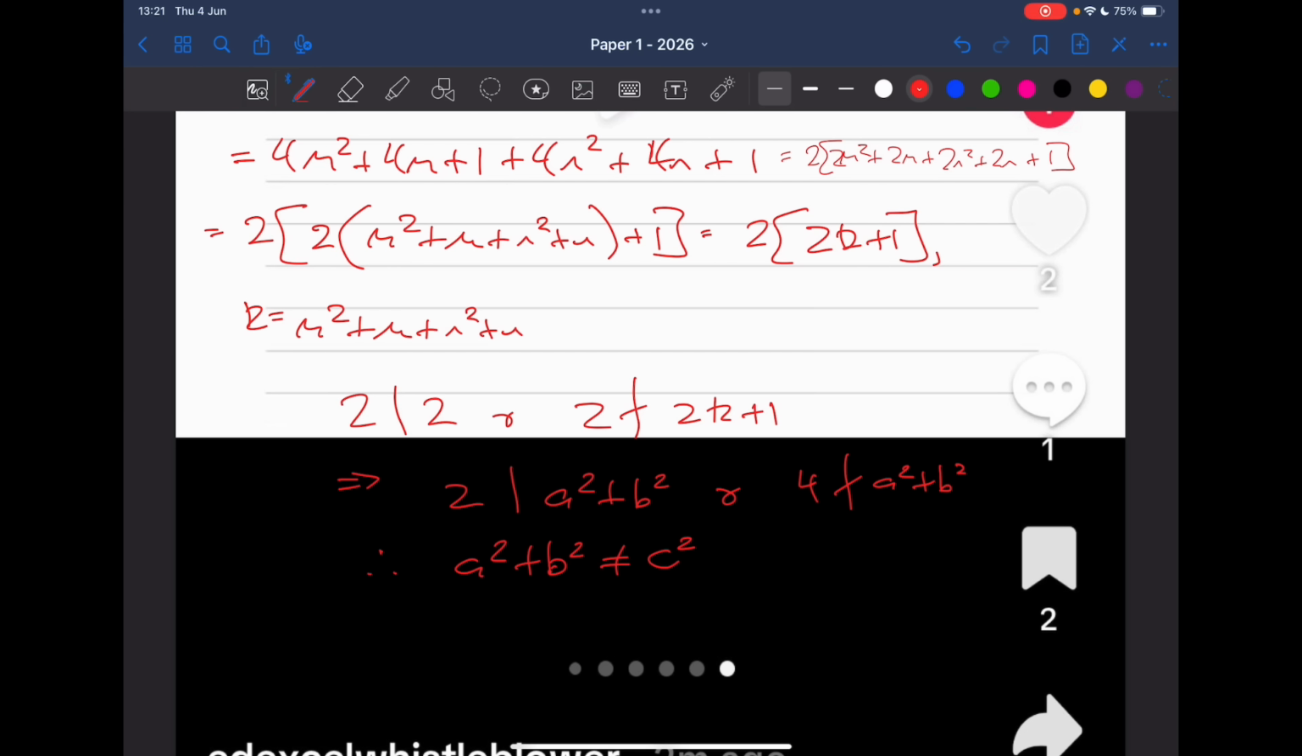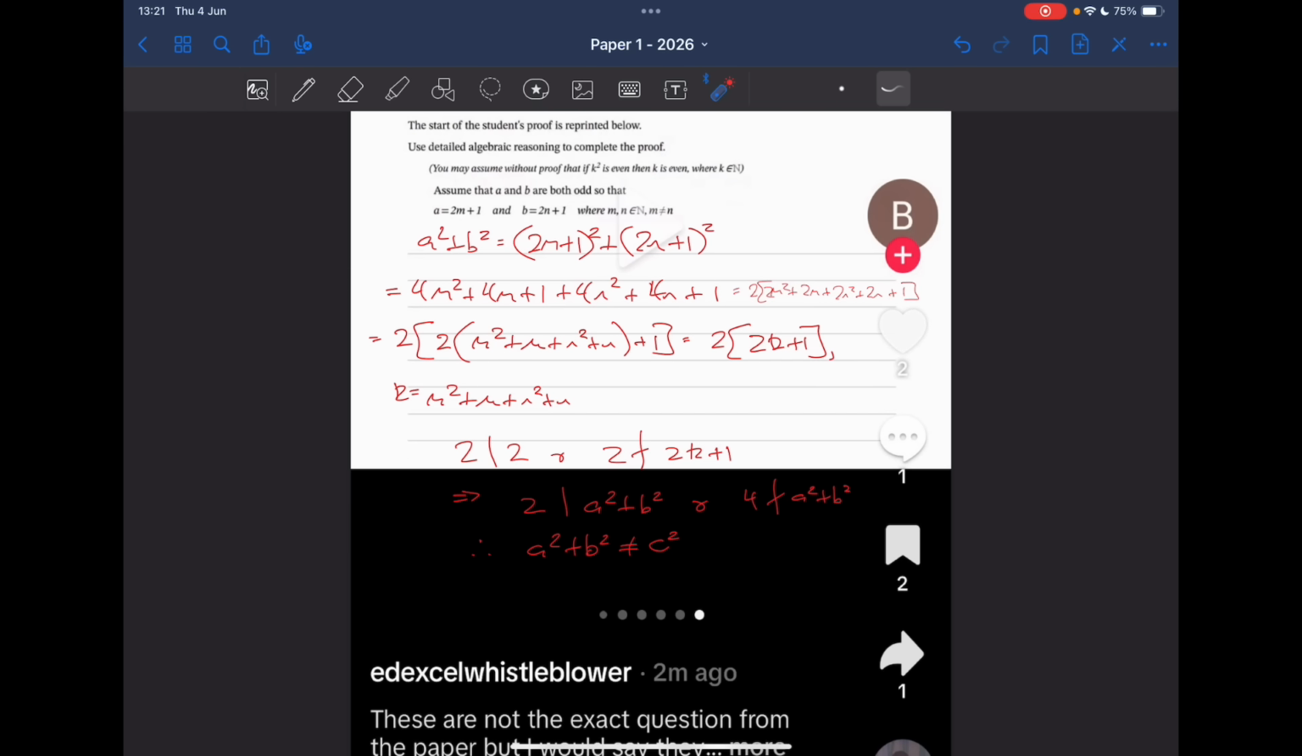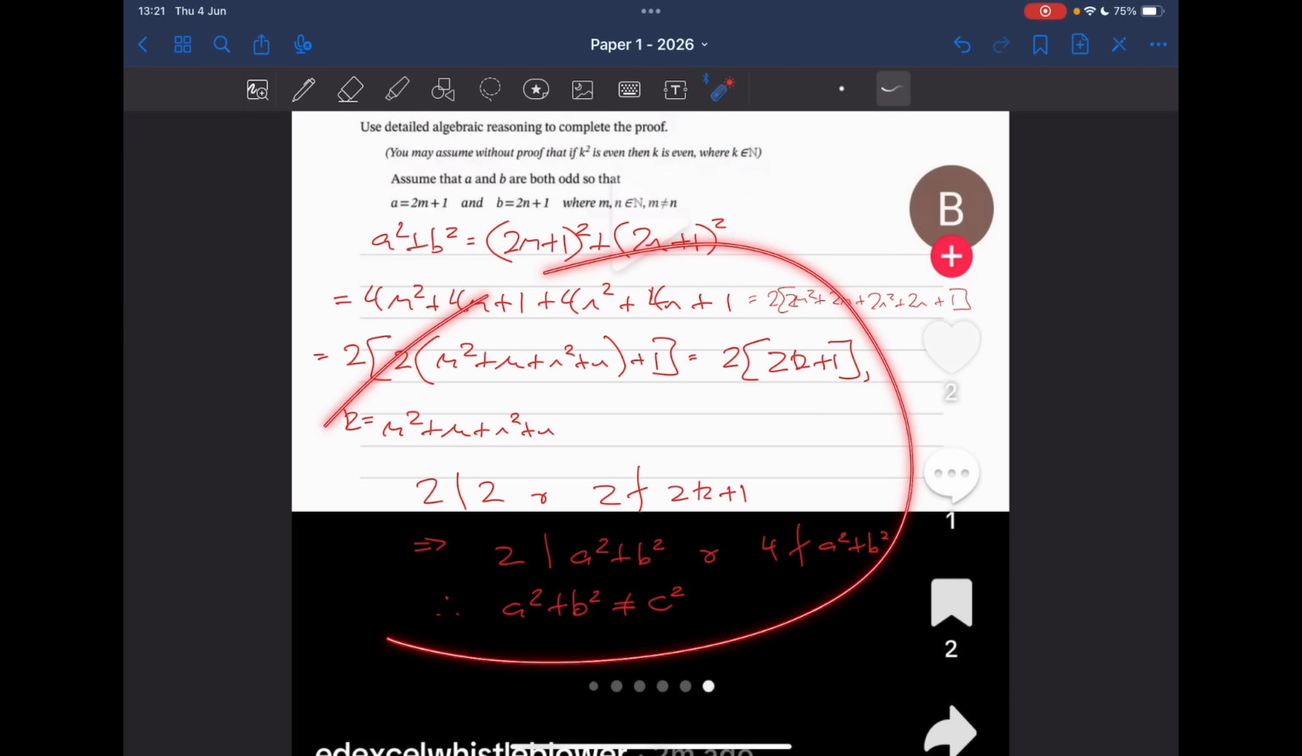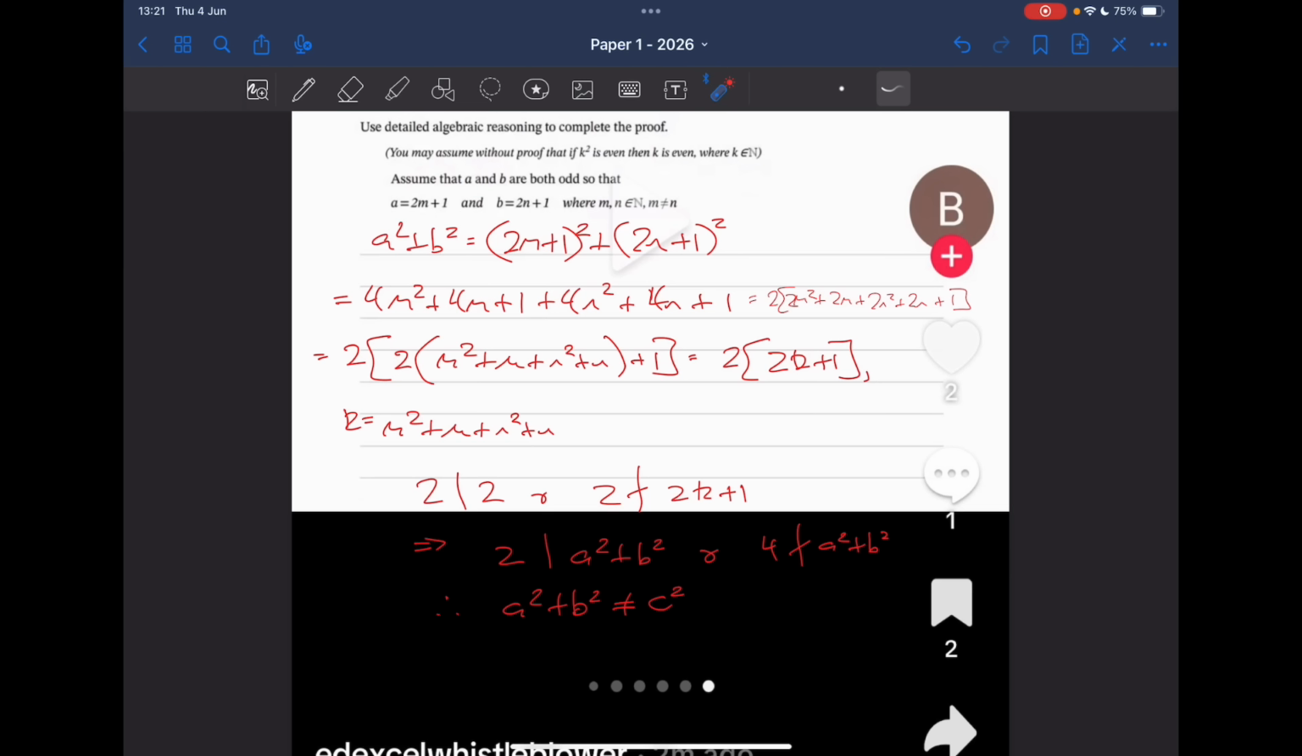And therefore, we have that a squared plus b squared cannot equal c squared. It cannot be even. Whether that would be enough, exactly like how I ticked all the boxes for explaining it, have I done it all thoroughly, I don't know. It might not be exactly what they've done. I've probably written this slightly different to how I wrote it yesterday, but same ideas.